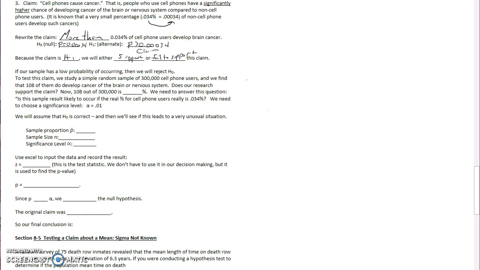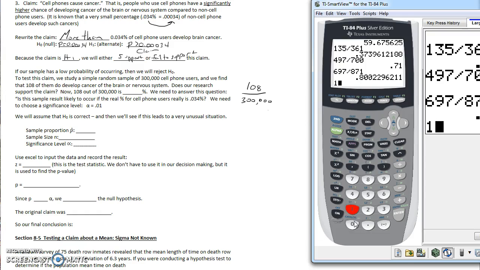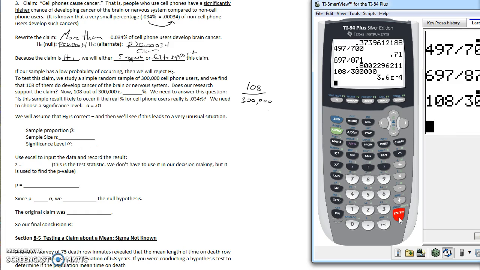To test this claim, we study a simple random sample of cell phone users, and we find that 108 of them do develop cancer of the brain or nervous system. Does this research support our claim? Now, 108 out of 300,000 is what percentage? Let's find that out. 108 divided by 300,000 is 3.6e-4.